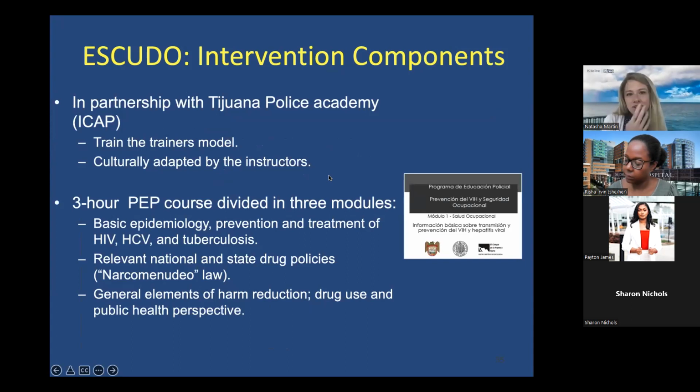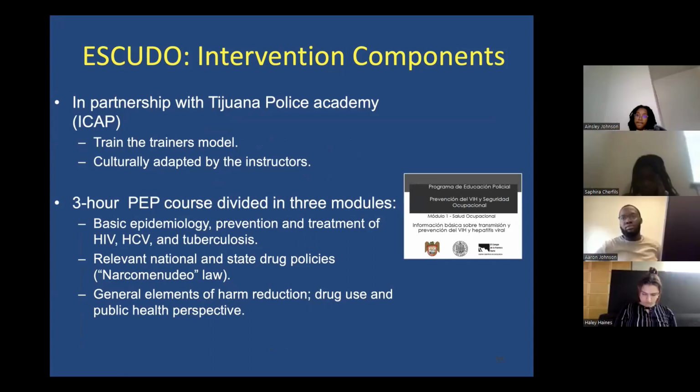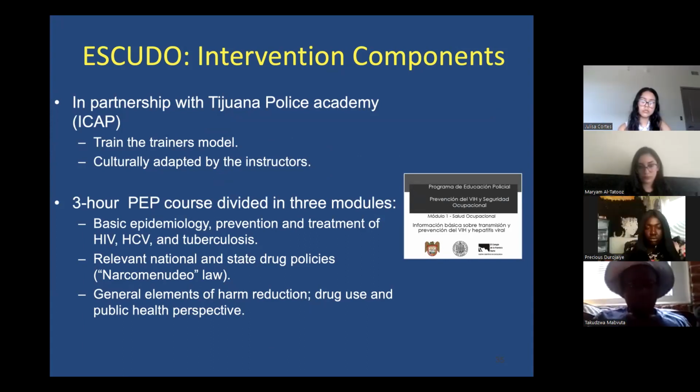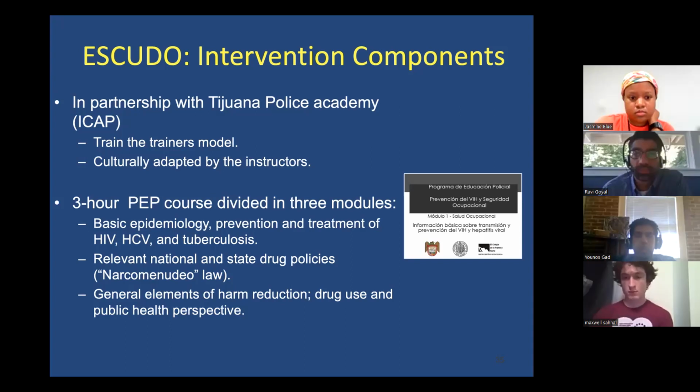And this intervention was a train the trainers model. So we train the police officers, senior police officers, and then the police officers themselves delivered the training to the rest of the police force. It was a 3-hour course. As I mentioned, it had 3 modules: basic epidemiology, prevention and treatment of HIV, hepatitis C, and tuberculosis; a module on national and state drug policies, this drug reform; and a 3rd module on harm reduction, drug use, and public health.